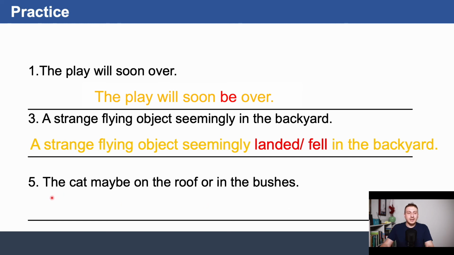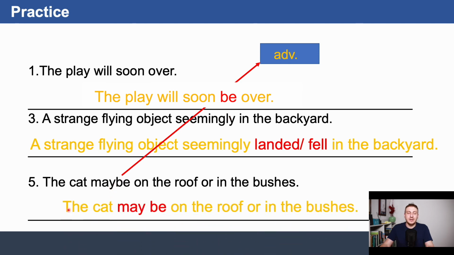Okay, let's look at the next one. The cat maybe on the roof or in the bushes. Okay, do we know the answer to this one? Maybe. Maybe is adverb, right? So the cat, subject, and if maybe is adverb, then we don't have verb, right? So what we need to do here is we need to split maybe, right? So the cat may be on the roof or in the bushes.